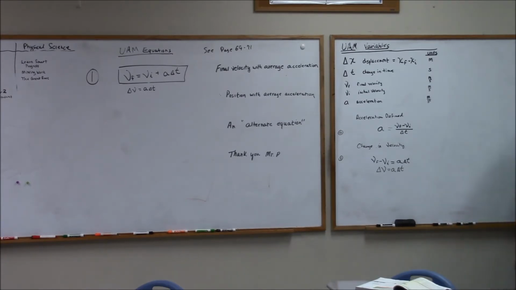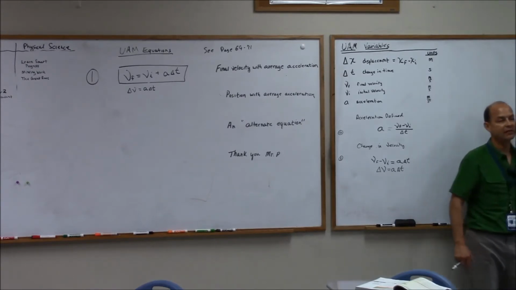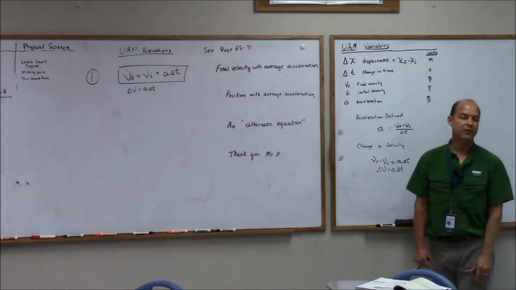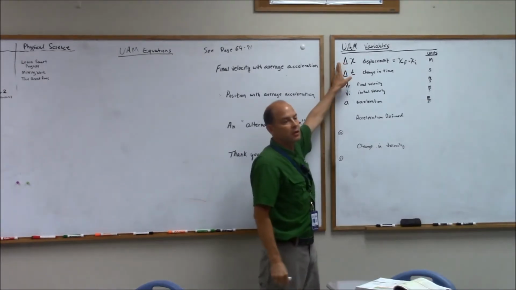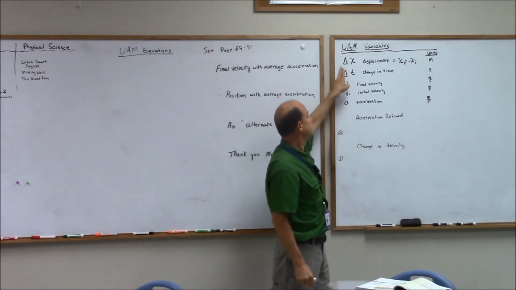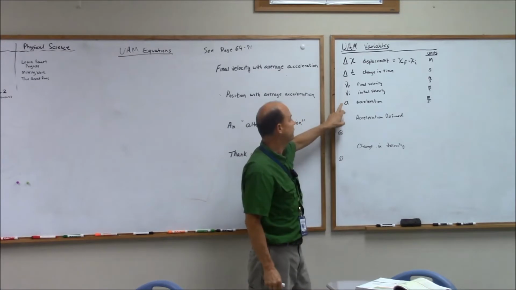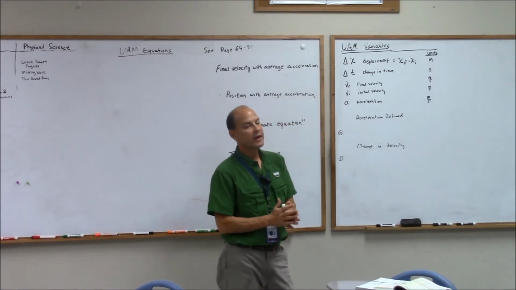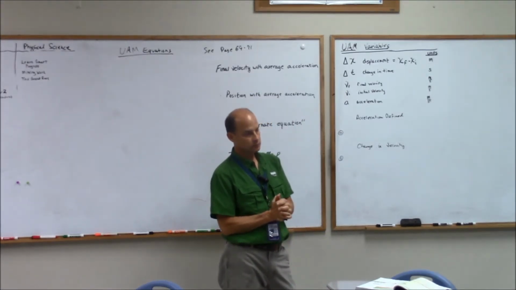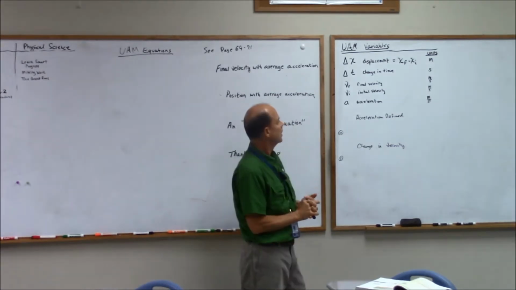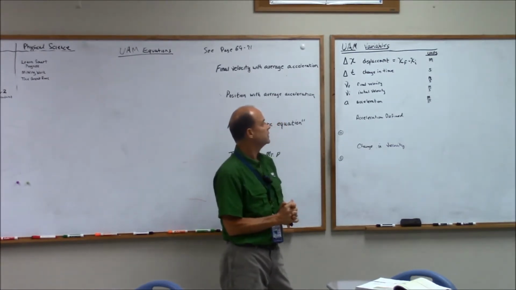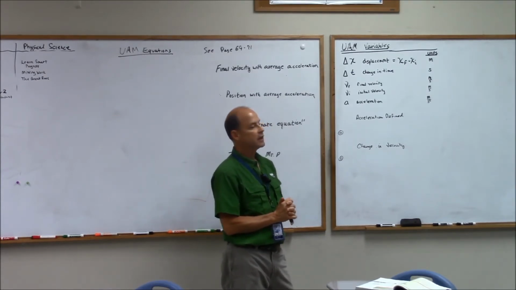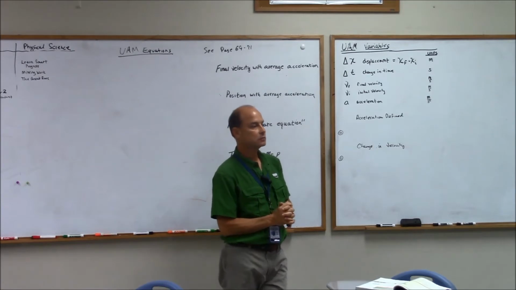We've gone through all of this. We're down to trying to find out some equations for how fast, how far, and how long. Please write down the 1, 2, 3, 4, 5 UAM variables. Delta x for displacement, delta t, change in time, Vf for final velocity, Vi initial velocity, and A for acceleration.